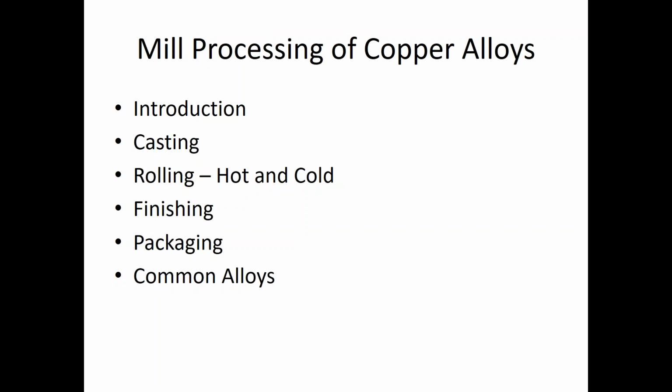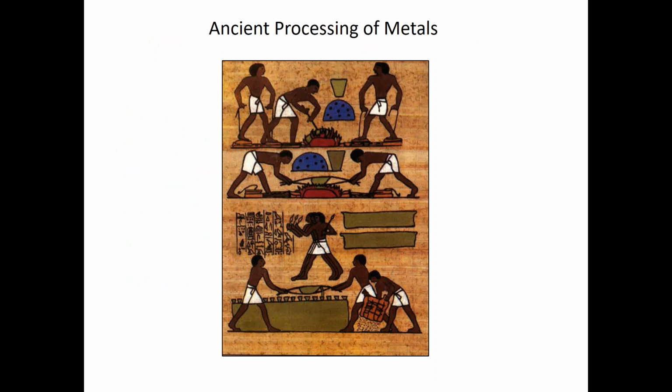I'll talk about a little introduction about casting. You always have to cast the metal, rolling, both hot and cold, finishing, packaging, and some common alloys that are produced. Now, I've shown this screen on many occasions. I find it interesting. This is ancient mill processing or processing of metals.